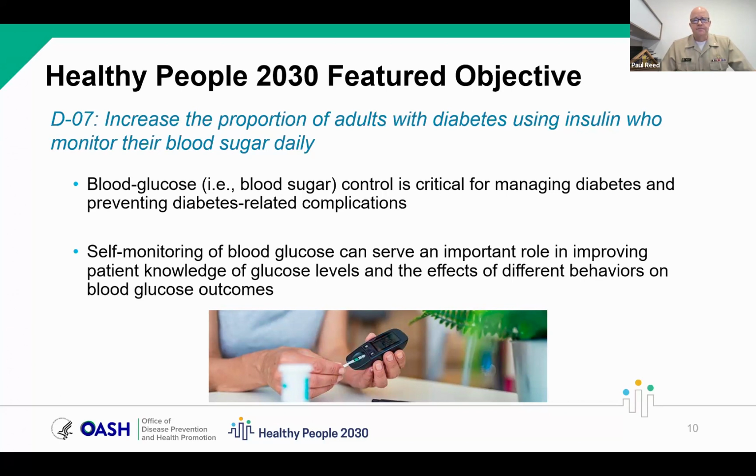People with diabetes who monitor their blood sugar can track their response to treatment and find out if they're meeting their blood sugar targets. This can help with decisions about nutrition, physical activity, and medication use. And it can also help mitigate complications of insulin use.